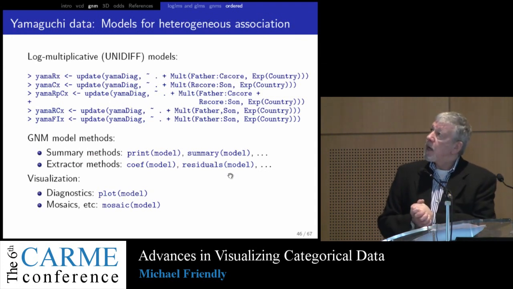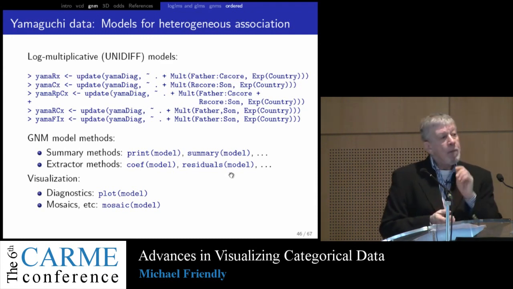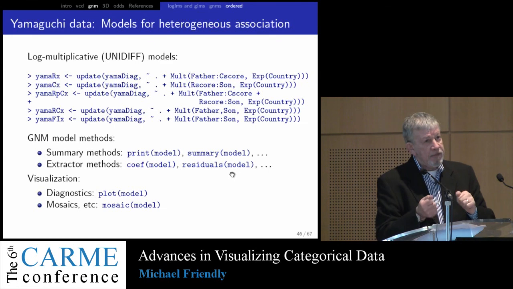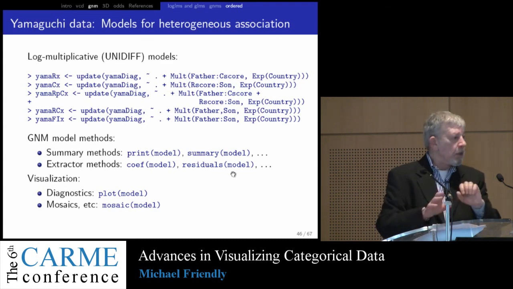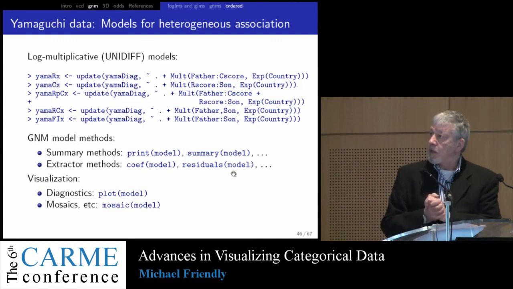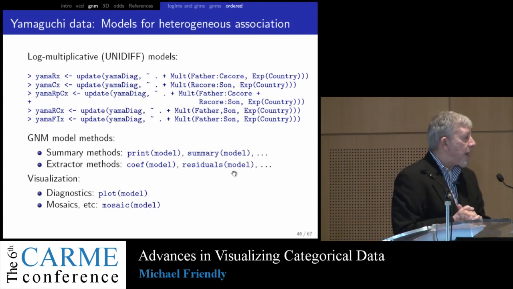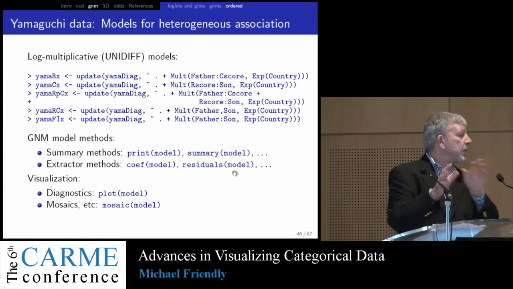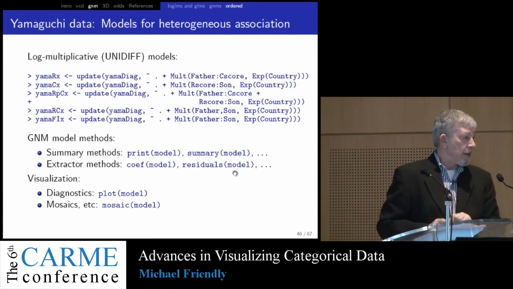At the top are how you would fit the extended models allowing heterogeneous association. But the general point I'd like to make is that because these fit as extensions of ordinary GLMs with simplified model formulas, all the print methods and summary methods are available, extracting coefficients, residuals, etc. And we can get simple diagnostics, residual plots, etc., by saying plot model. We can get mosaic displays and other visualizations by saying mosaic of the model.